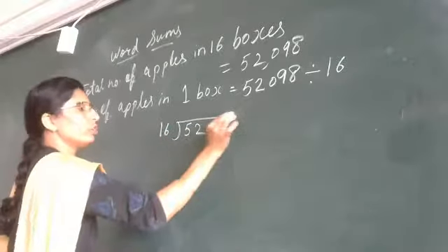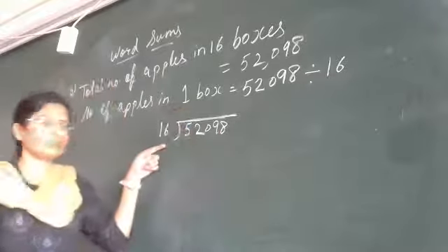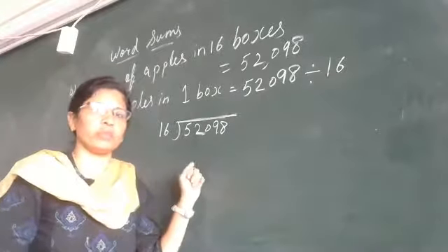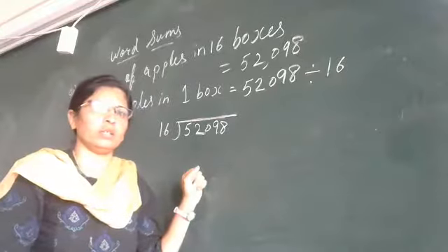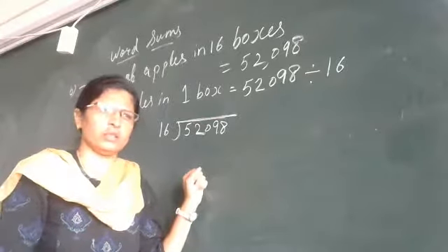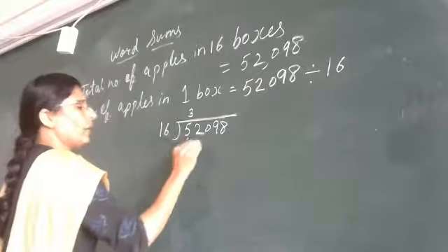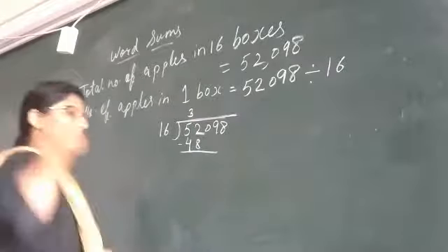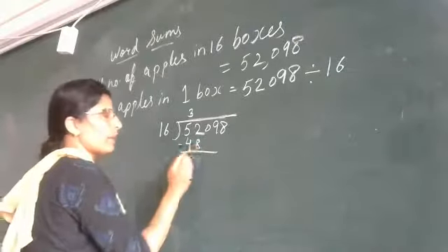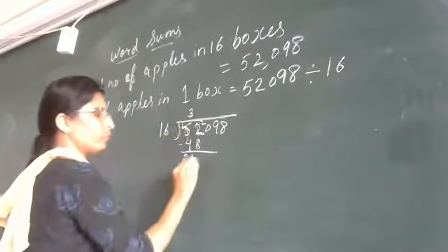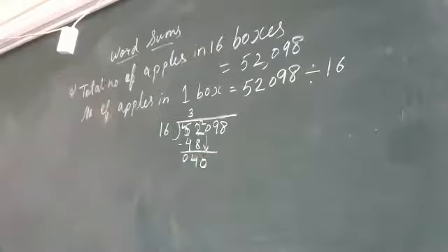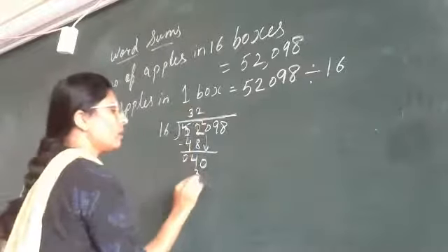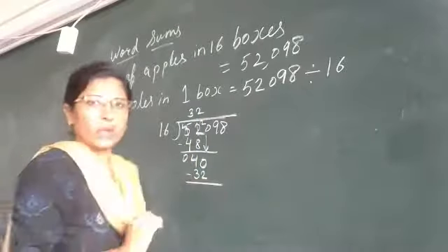Now here, you should know the 16 table. 16 here, first 2 digits are 52. So in 16 table, yes, 16 threes are 48. Because 16 fours will be greater. So 16 threes are 48. Now subtract. What will come here? 4, 0. Okay. Then 40. Again? Yes, 16 twos are 32. So when you subtract, what will you get?